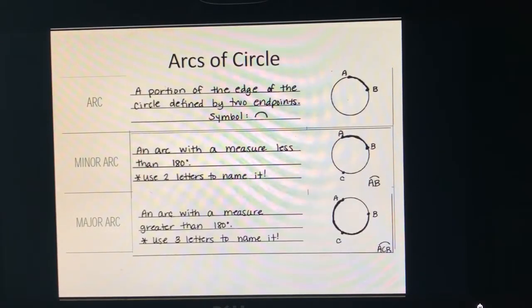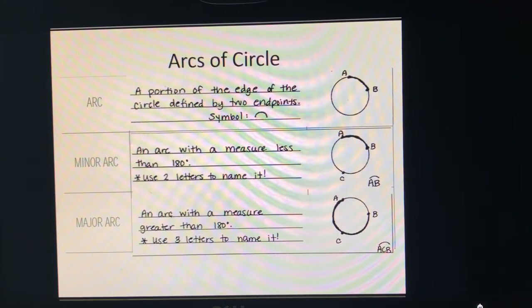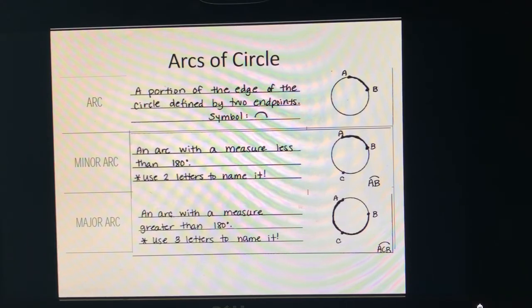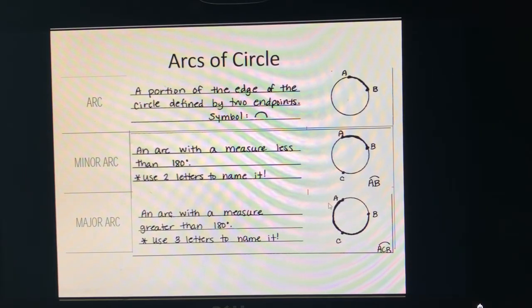Now, a major arc is going to be bigger than 180 degrees, and we're going to use three letters to name it. So A, C, B would be the major arc. If we just said AB, for example, a question comes up: why do we use three letters? Well, if I just said AB, is it this AB or is it this AB? And so we don't know, because technically those are both AB, but when we put that third point in there, the point C, that tells us we have to connect the dots this way. And when we look, it's more than half the circle, so that's going to be a major arc, and we need three letters.